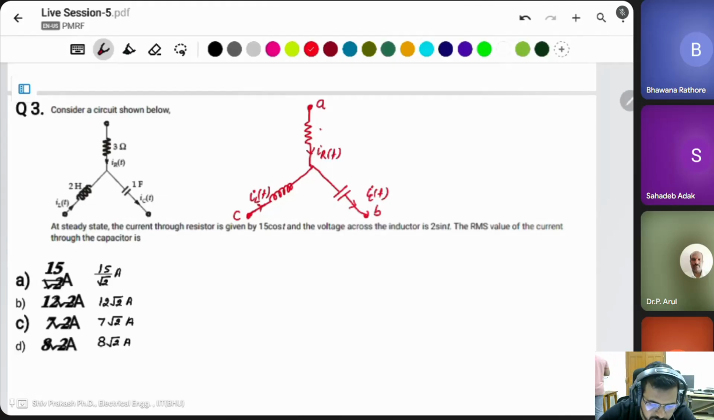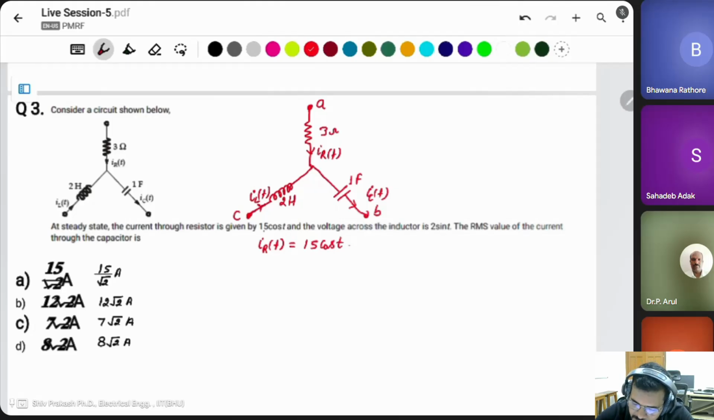Values are given as 3 ohm, 2 Henry, and 1 farad. The current through the resistor is given: IR(t) is 15 cos t.